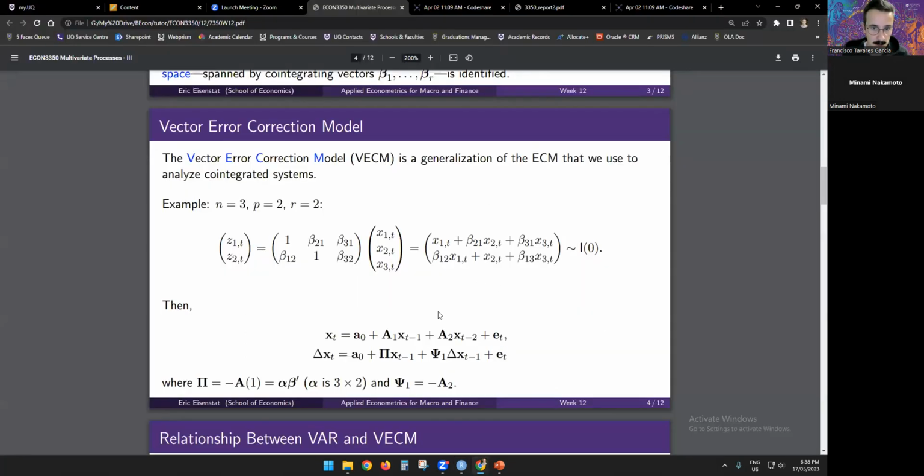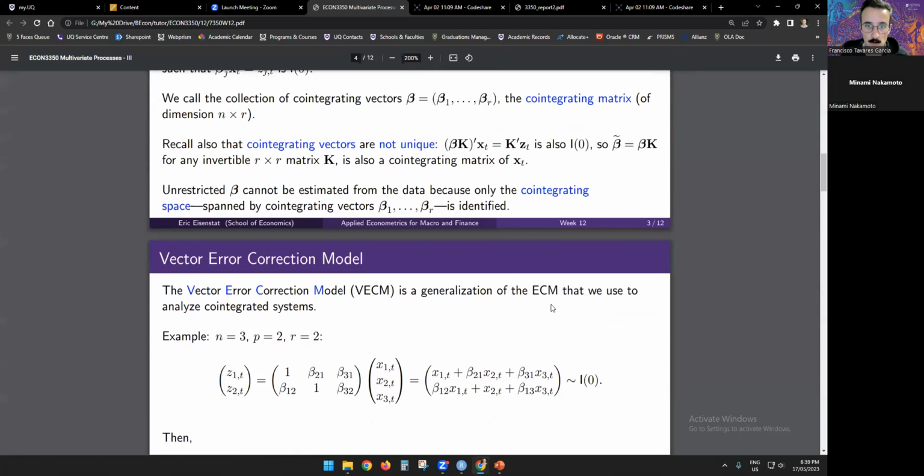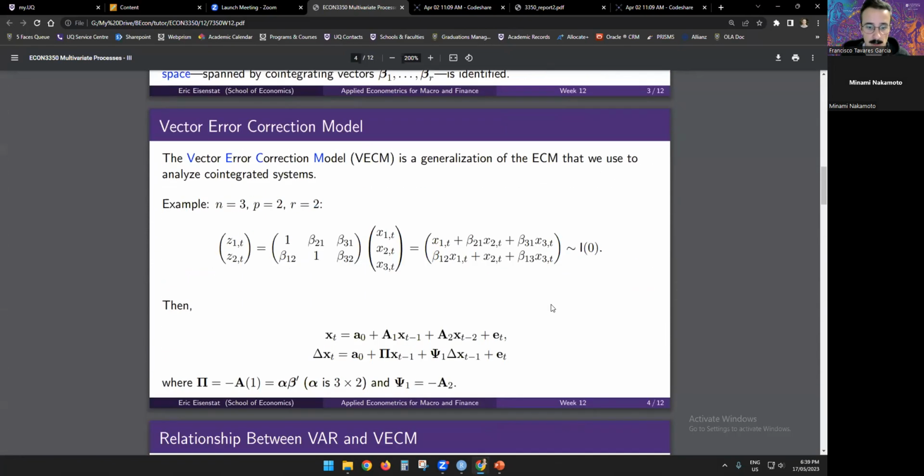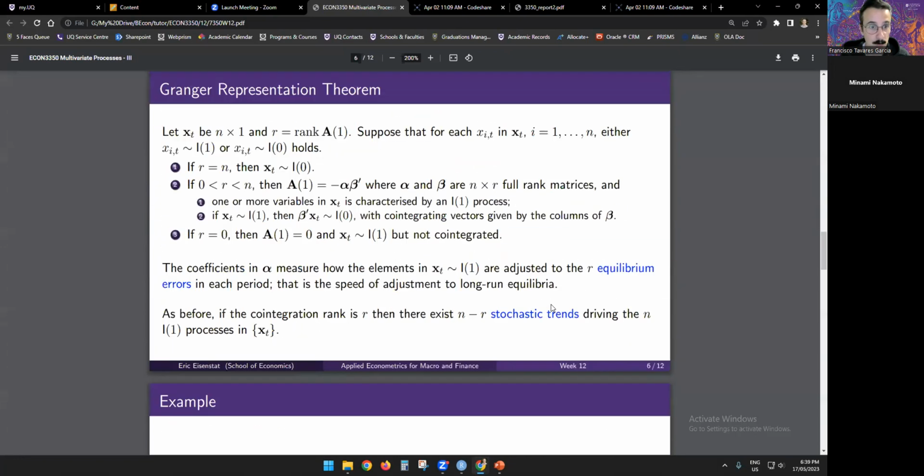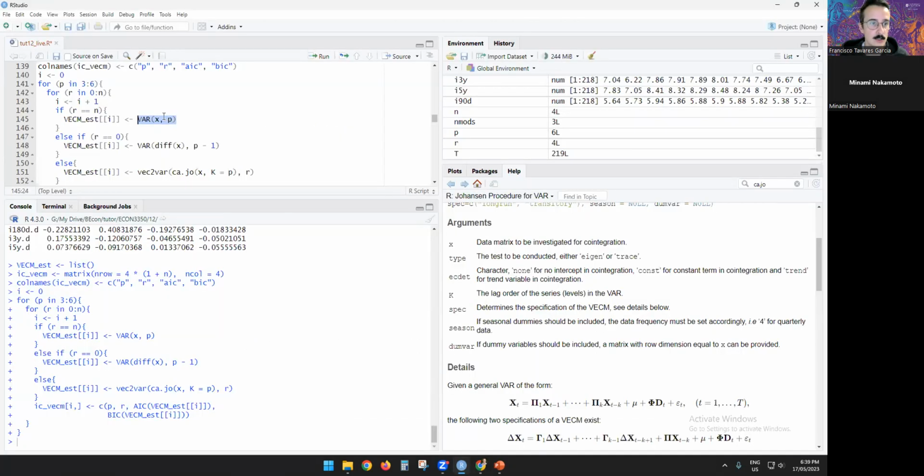Let me see if I can refer to you. It's how we explained in the previous question. There you go. This is the situation. We are considering that all the variables inside of our Xt are I(0) in this case here. It's just the VAR the way it should be.